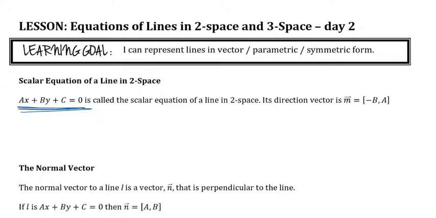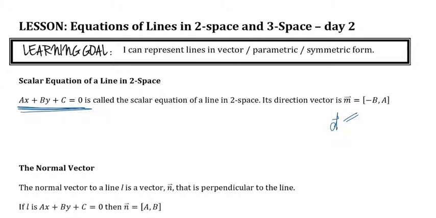But it turns out standard form, this scalar form, actually gives us something useful when we're comparing it to vector forms and working in vector space. Sort of useful is its direction vector m. I don't know why I called it m here. It really should be d, right? So the direction vector d is the negative of the coefficient of y and then the coefficient of x.